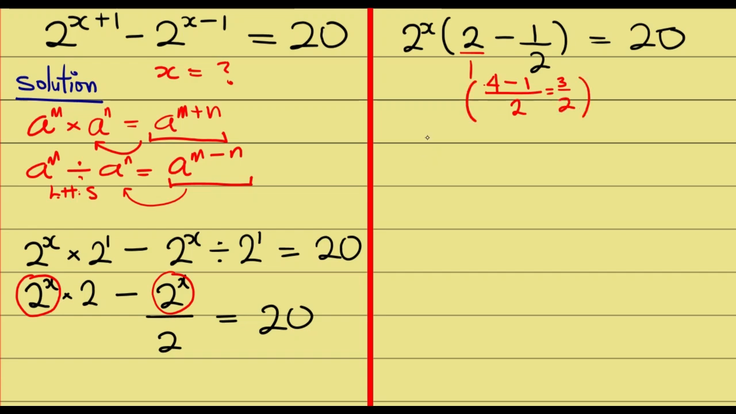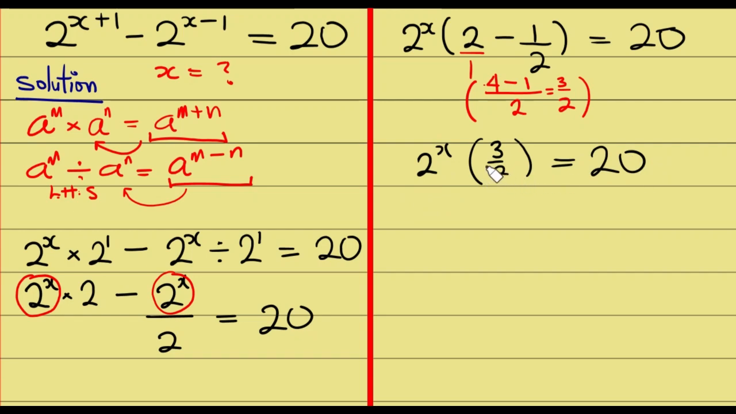Therefore, at the end of the day, we have 2 raised to the power of x, then this in bracket now, which is 3 over 2, bracket close, all of these equals 20. So actually what I'm looking for is x, the value of x, and it is here. Then I don't need this beside that. So I'm going to look for a way of eliminating this so that I can have what I'm looking for at the left hand side, then another thing at the right hand side.